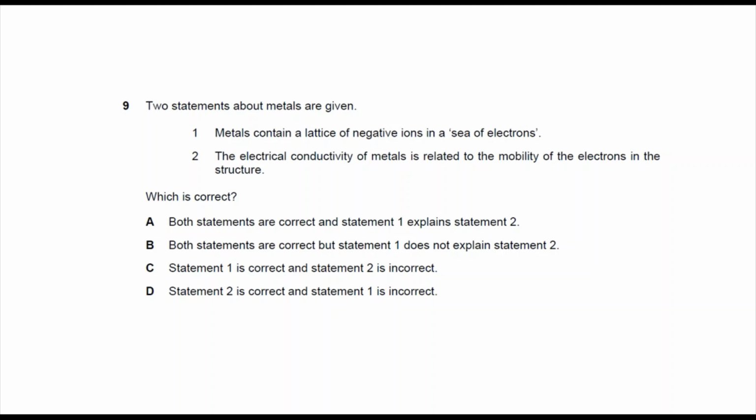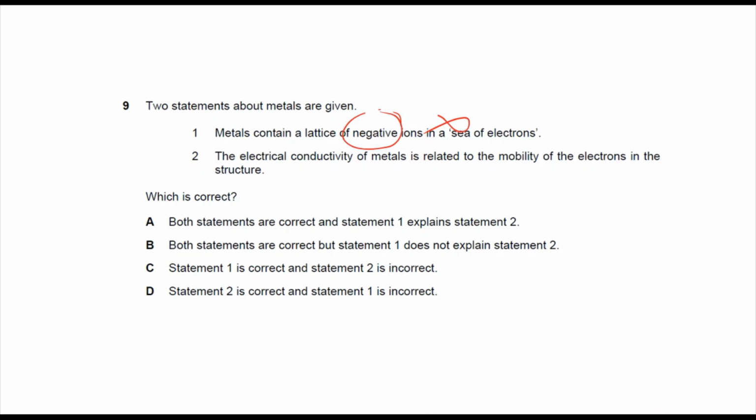Question number 9. 2 statements about metals are given. Metals contain a lattice of negative ions in a sea of electrons. The electrical conductivity of metals is related to the mobility of the electrons in the structure. In the exam, the time is limited, so you might be rushing through MCQs, and you just might overlook the word negative. Metals do contain a lattice of ions in a sea of electrons. But those ions are positive, not negative. So that makes statement 1 incorrect.